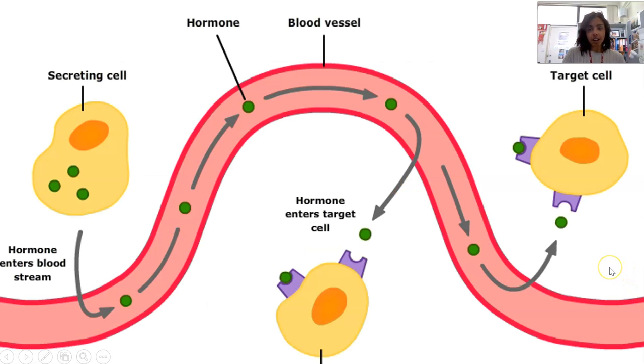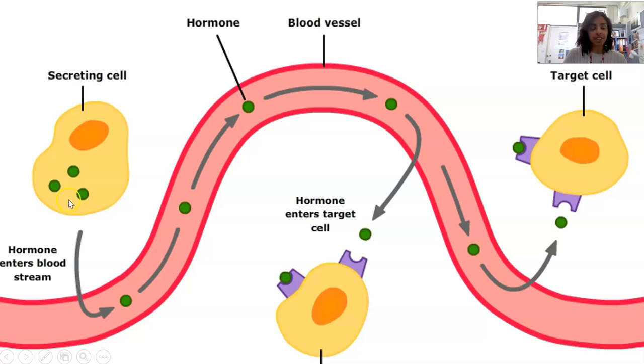Now, this cartoon here just demonstrates how that works. So this is fundamental to understanding hormone action. Even though this seems like a basic diagram, there's a lot going on here. First of all, we have our endocrine gland, or one cell from an endocrine gland. These green dots represent the hormones.